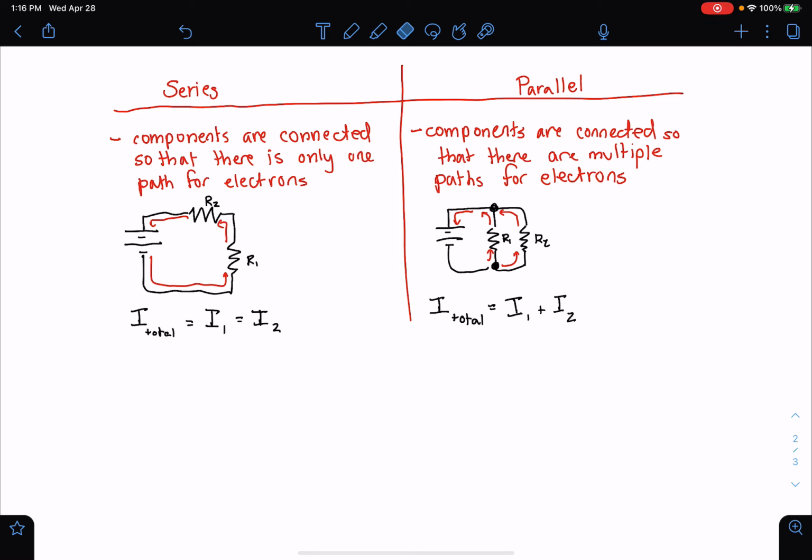I'm gonna get rid of these red arrows so this is a little cleaner. Okay, so that's current. What about voltage?